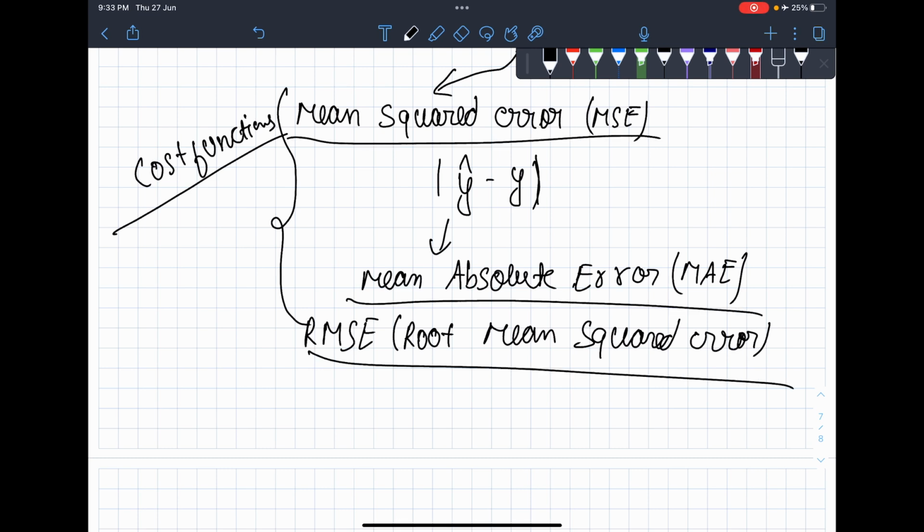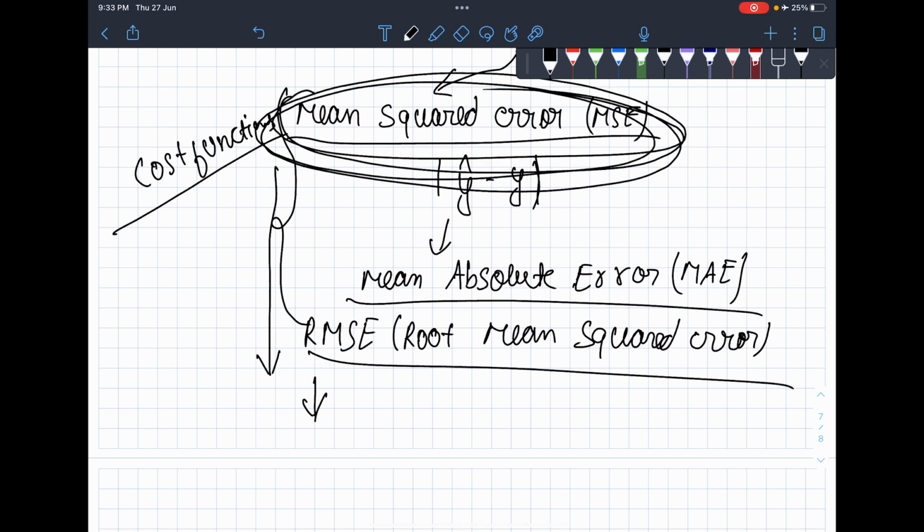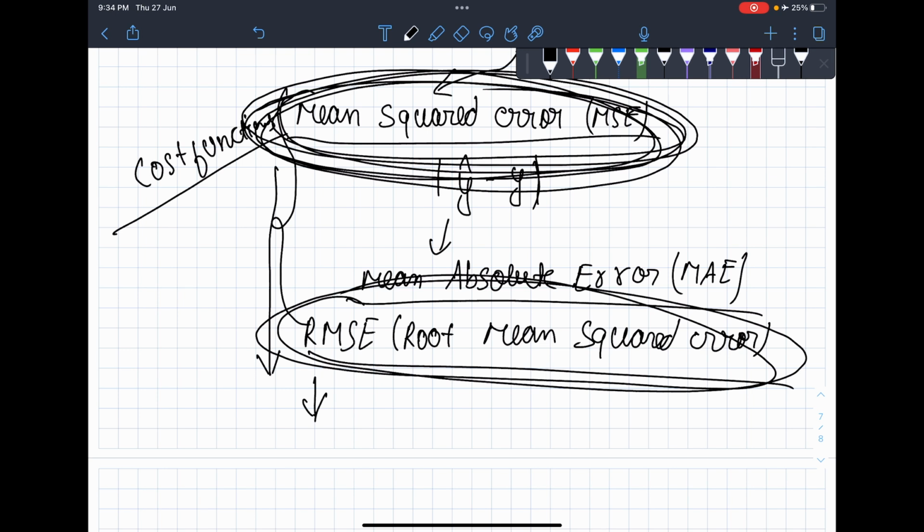And we have to minimize one of them, not each, because everything is related. If we are using MSE, then we have to minimize the MSE. If we are using RMSE, then we have to minimize the RMSE. Now, till now, we have got our error, and we have also summed it all up.